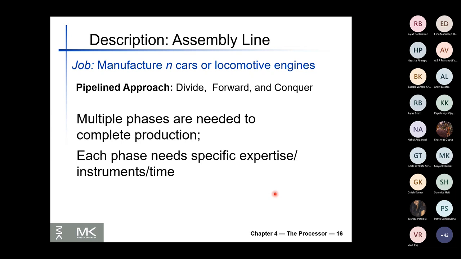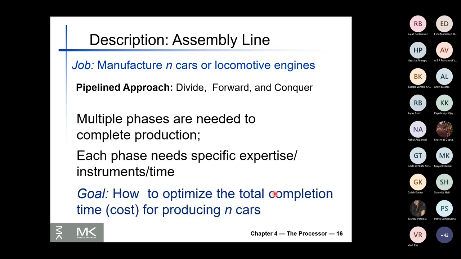In each phase, you do some specific expertise, and you need some specific machinery or instruments or hardware, and some specific time to finish the execution of a particular phase. It is preferable that each phase should be finished in equal time, and you will see why that condition is necessary. The ultimate objective is to optimize the total completion time for producing n cars, and in the context of computer architecture, we want to finish n instructions as early as possible.